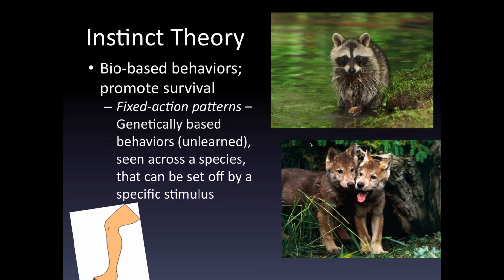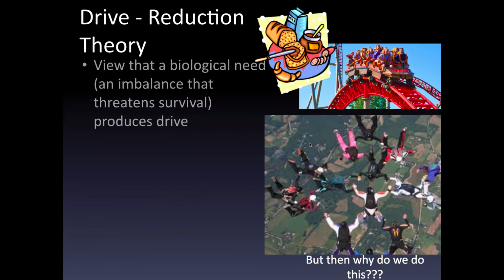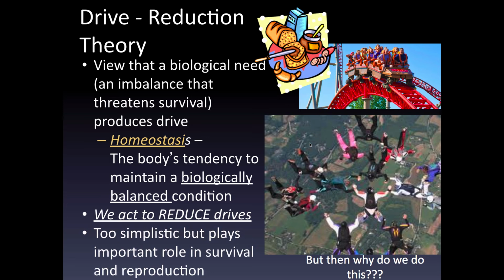And our next nature theory is drive reduction theory. Remember, we talked about a drive in our last video, and we know that a drive is a biological need, like hunger or thirst. Drive reduction theory says that our motivations come from the need to reduce these drives. So in other words, if I'm hungry, I'm going to get up and get something to eat. If I'm thirsty, I'm going to get up and get something to drink.